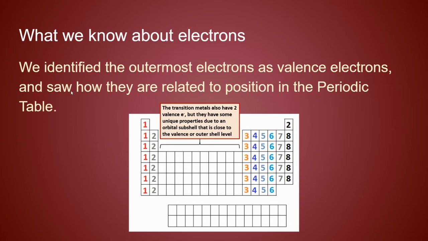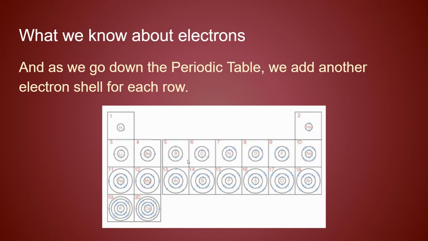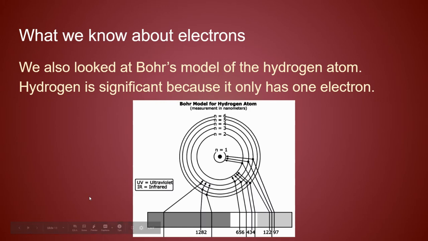And we saw how the number of valence electrons are related to position in the periodic table: 1, 2, 3, 4, 5, 6, 7, 8. Helium is an exception with 2. Transition metals are complicated. As we go across the table from left to right, the number of valence electrons increases from 1 to 8. And as we go down the periodic table, we add another electron shell for each row. And you can draw Bohr diagrams for bigger atoms, and they have more shells as you go further down.